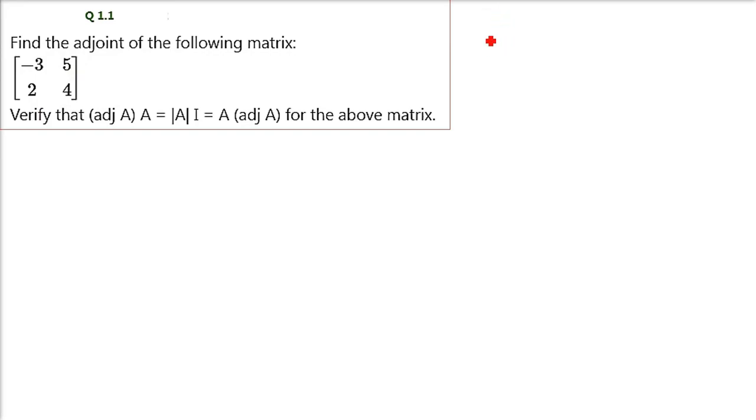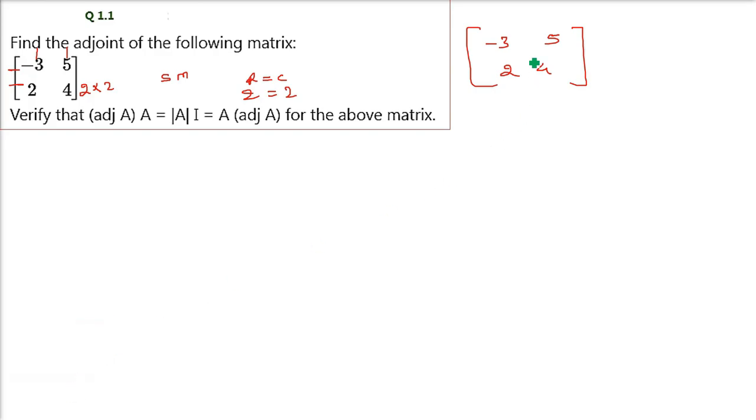This is a 2 by 2 matrix. When you have a 2 by 2 matrix, this is a square matrix, which means rows equal columns. There are 2 rows and 2 columns. So when we are finding adjoint A, 2 by 2 is very simple. We have -3, 5, 2 and 4. How to do this? It's just interchanging.